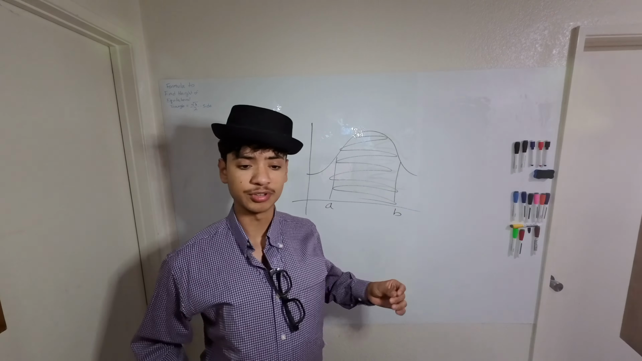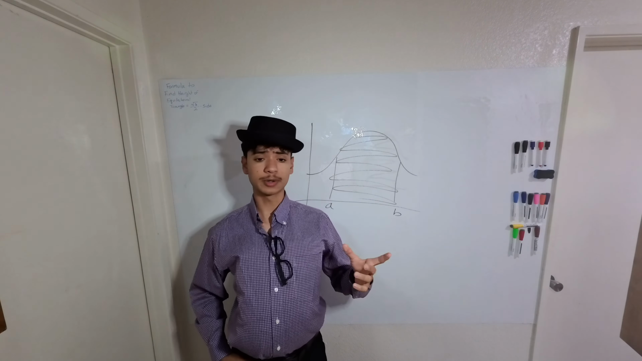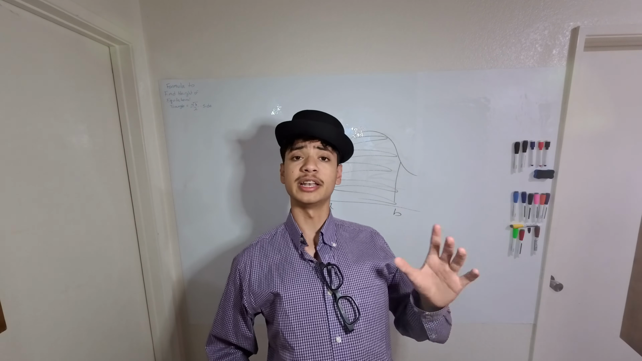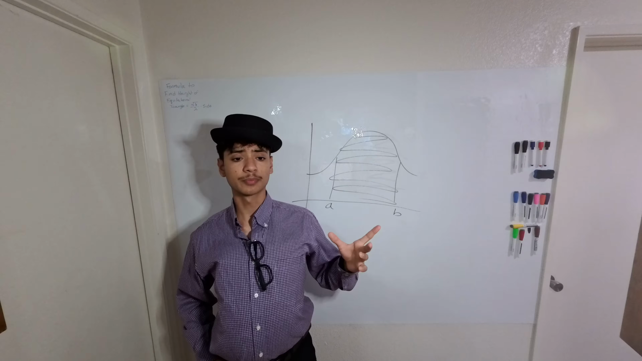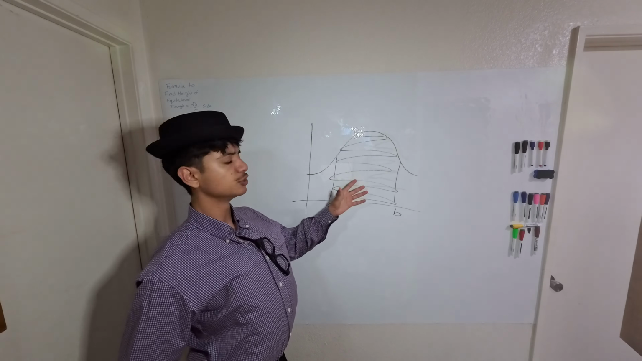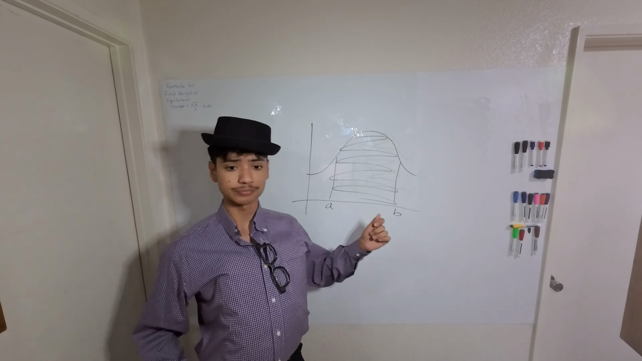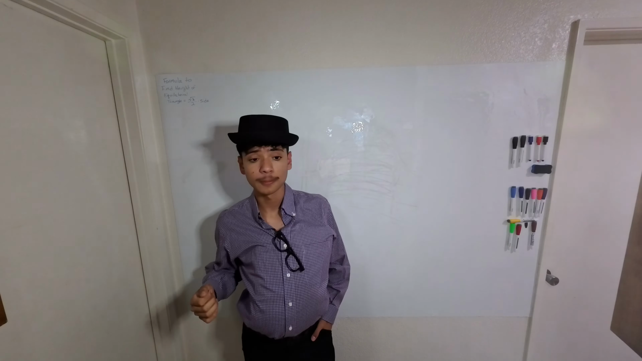Now, the problem with these methods is that they were extremely cumbersome, meaning that they were very complex and required a lot of work. However, back in the late 1600s, early 1700s, Isaac Newton and Gottfried Wilhelm Leibniz were able to discover that there was a relationship between integration and differentiation. And that relationship, we now call the fundamental theorem of calculus.